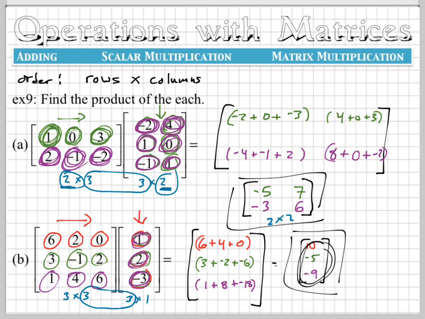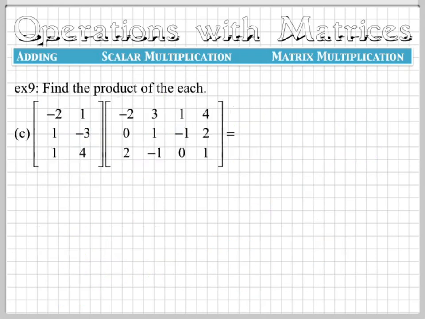Now check it out. What's the order of this? I just want to do that to check. What's the order of this? 3 by 1. And check this out, 3 by 1. So they should always match up like that for your result. So when you guys get something that looks like this, make sure you always check your orders first.